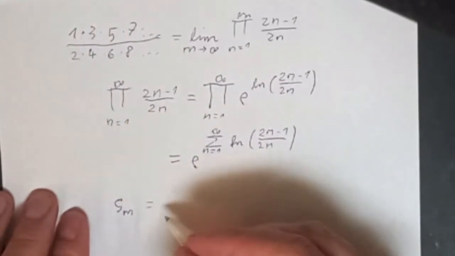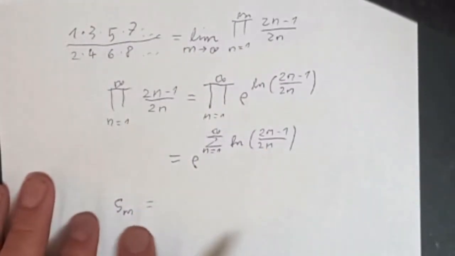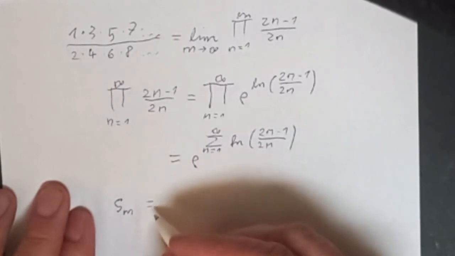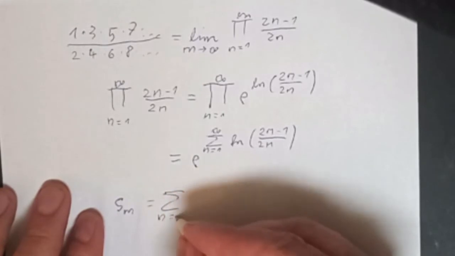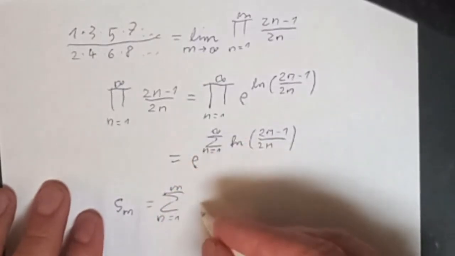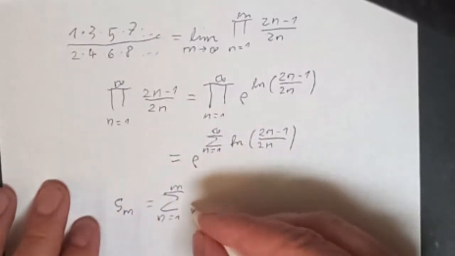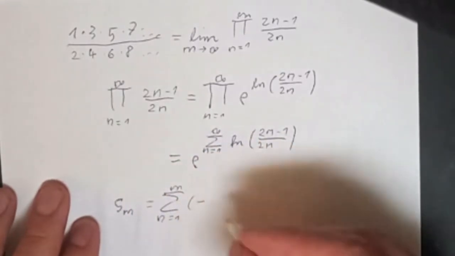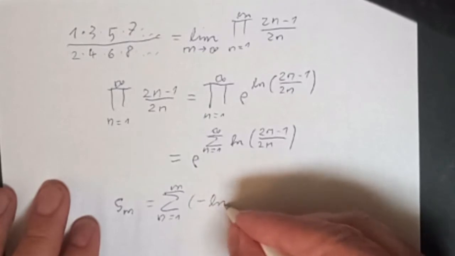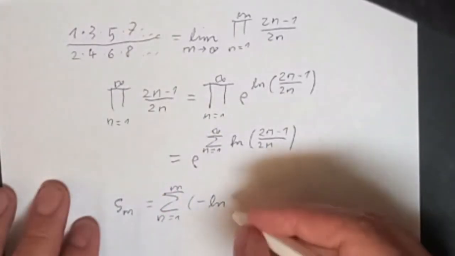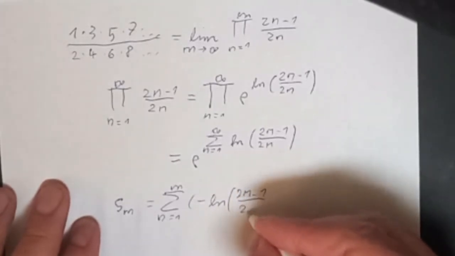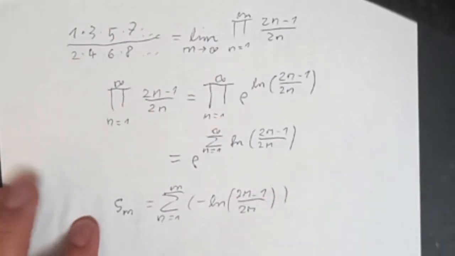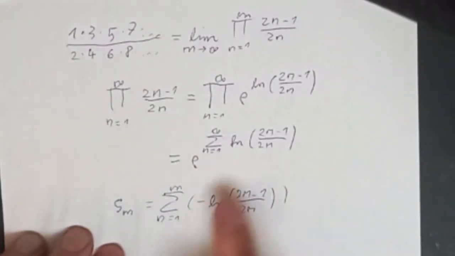Okay, and we look for that: the sum from n equals 1 to N of minus the logarithm of 2n over 2n minus 1. Okay, this is the same as that, just negative.